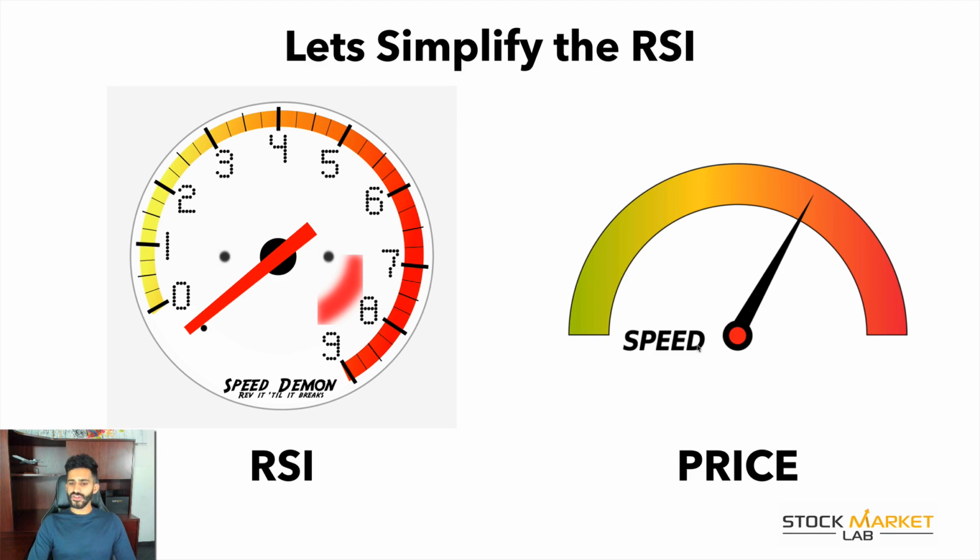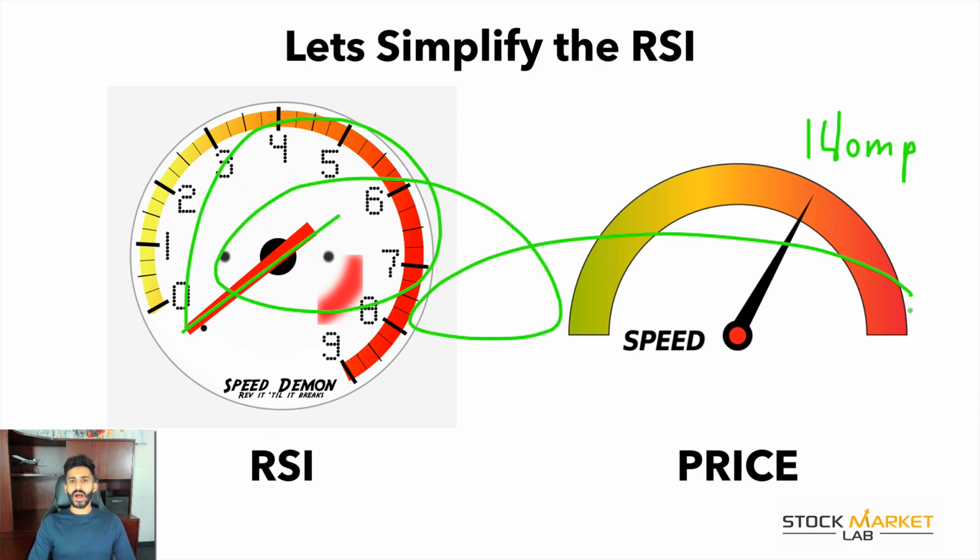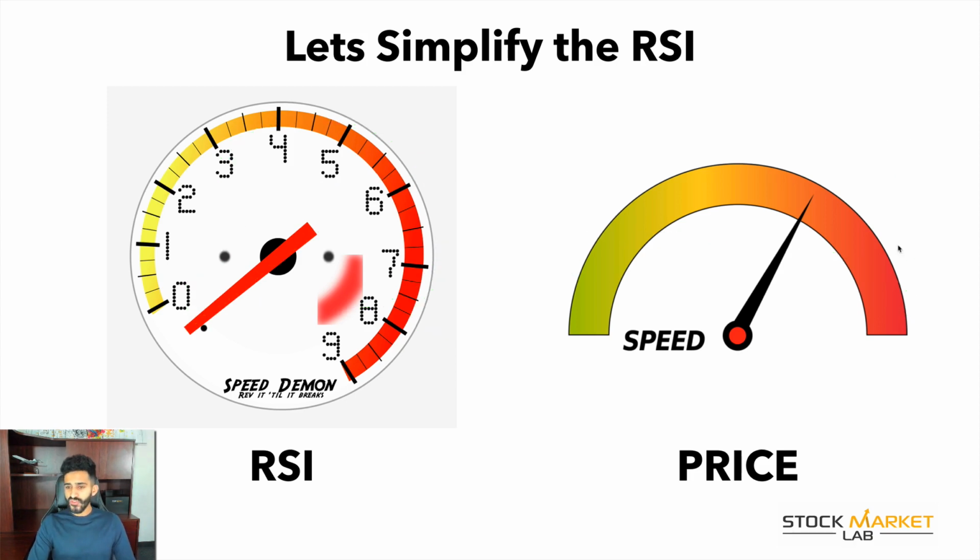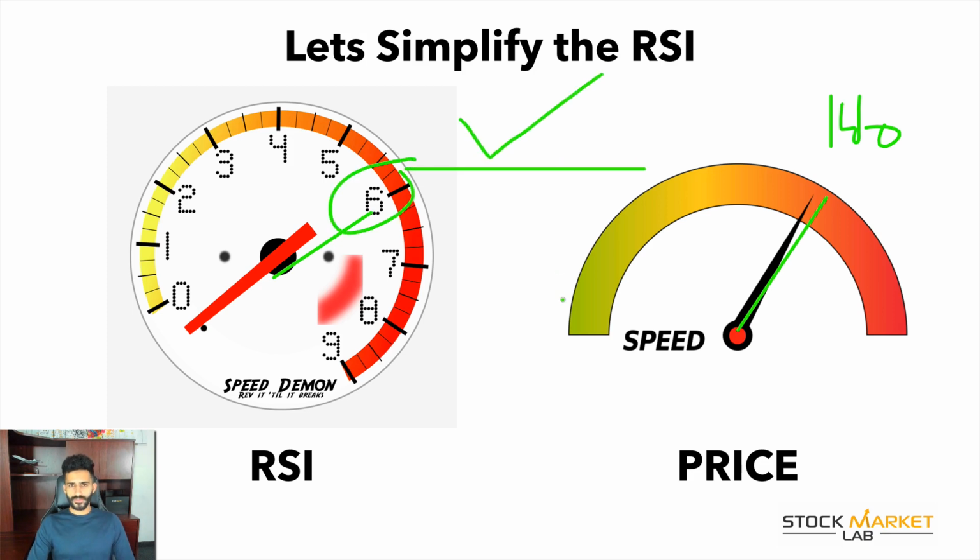Now think about this. Imagine the speed of your car is going higher, like let's say it's at 140 miles per hour, but when you look at your RPM, it's at 0, it hasn't moved. That's a problem, right? Now your car has a problem. But if the speed of the car is at 140 miles per hour and your RPMs are at 6,000, and you have increased RPMs, that's normal, right? Now that's the same concept with the RSI, and I'm going to get into it in a bit.